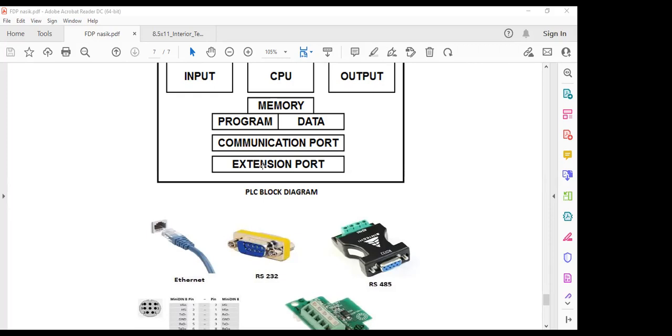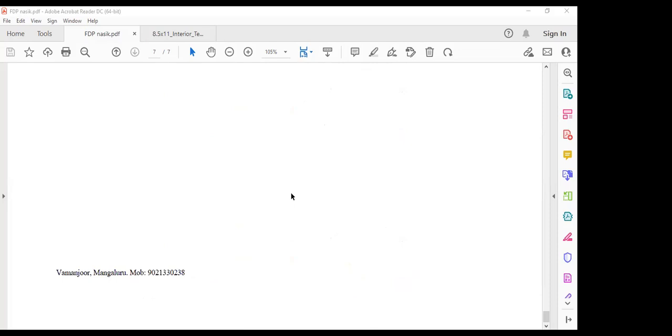Another is ADC, DAC, analog to digital, digital to analog modules. Those modules also you need to connect to the PLC. That also you can connect through the extension port, correct? So the extension port is required on any PLC, and that is used to extend the physical capacity. Okay. Next. Okay, this slide is over.